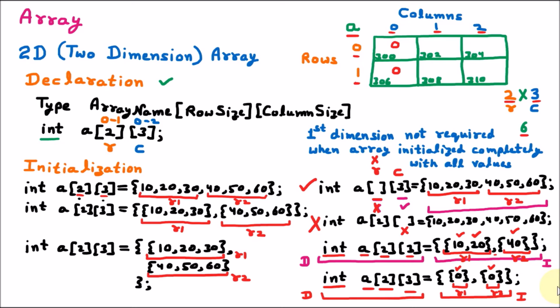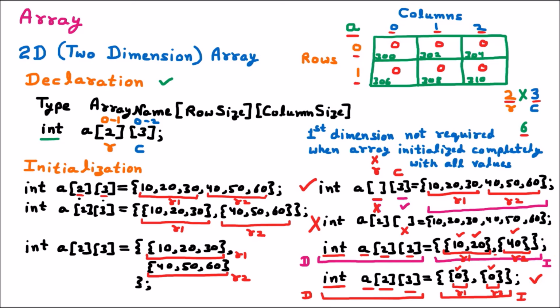So what is going to happen? Compiler will initialize all the remaining elements automatically to 0. So here 0, 0, 0 and 0. So we can see that here all the elements of array will be 0. So if you want that all the elements of array will be 0, no need to provide all 6 zeros. Simply write first row and second row value as 0. So all the elements will be 0. So this is how we can initialize the array.